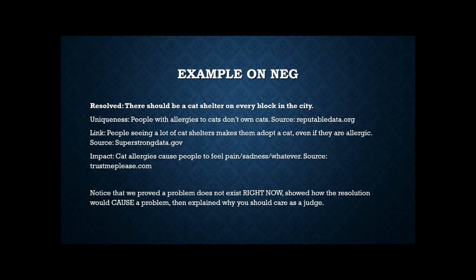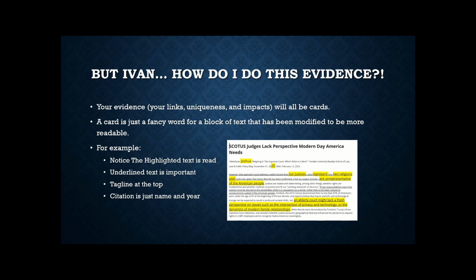Okay, with all those aside, we will now talk about what cards are. You will use a card for each of these: link, uniqueness, and impact. Those aren't just things you say, right? We say those in a specific way. We use data in a specific way in Lincoln-Douglas, and that's via cards.